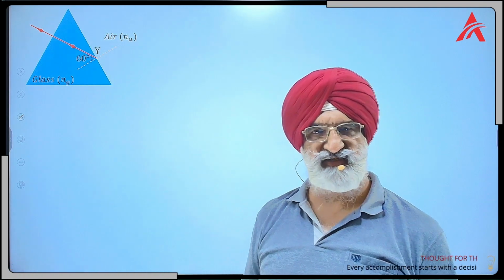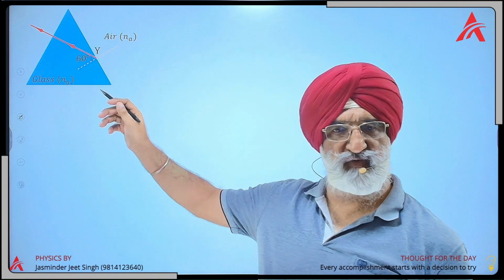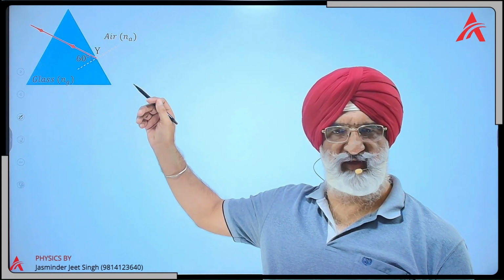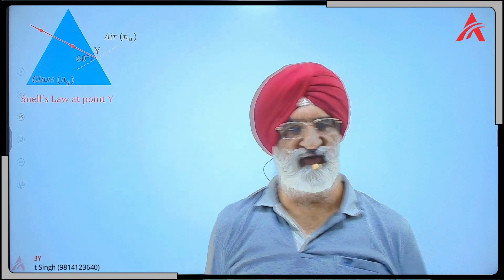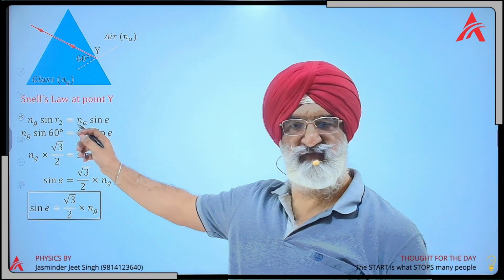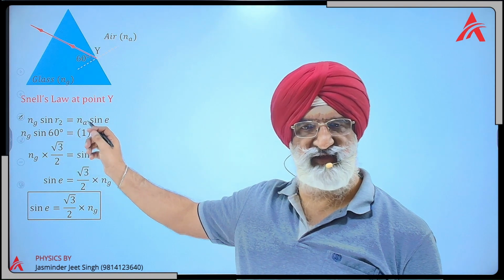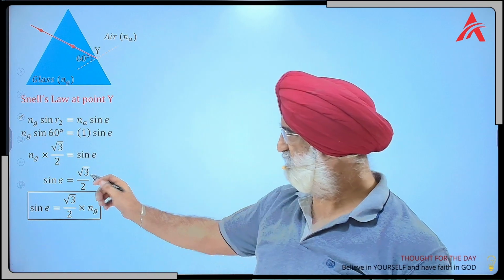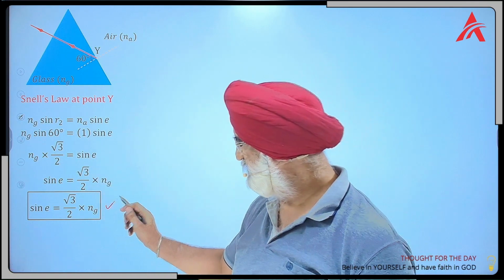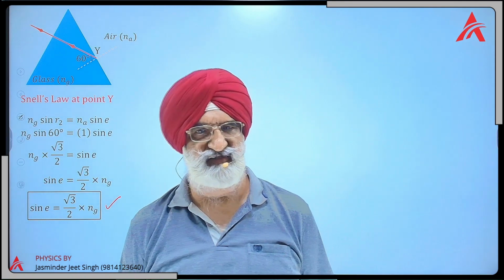Now at the point Y, the angle of refraction is 60 degrees and the light is trying to go from glass to air at the point Y. We can apply Snell's law at the point Y, in which we put the value for r2 equal to 60 degrees and refractive index of air equal to 1. So from here we will be getting the value for sin e as root 3 by 2 times the refractive index of glass.